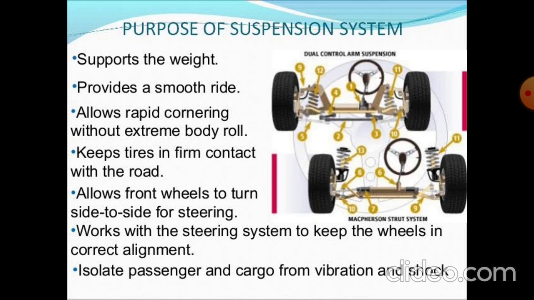Allow rapid cornering without extreme body roll, right. For sharp cornering or rapid rolling, you need a suspension system. Keeps tires in firm contact with the road, right, for the contact of tire to road there is a need of suspension system. Allow front wheels to turn side to side for steering, right.